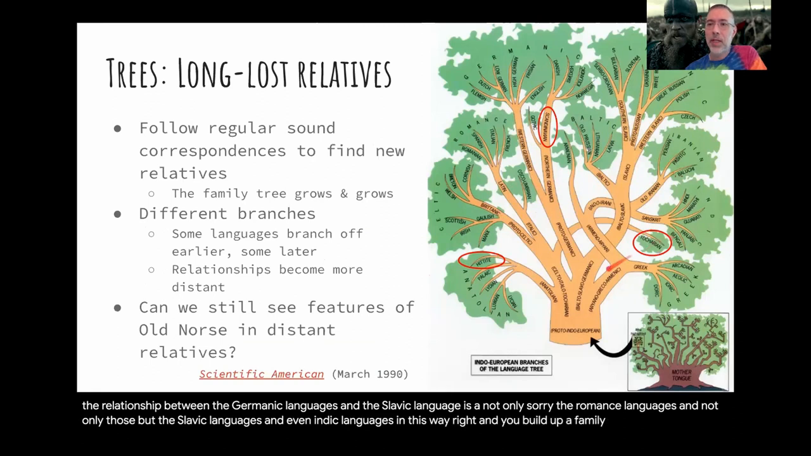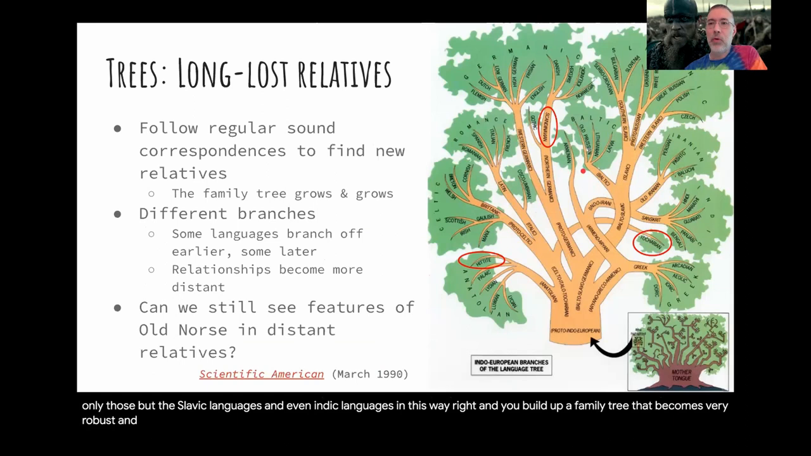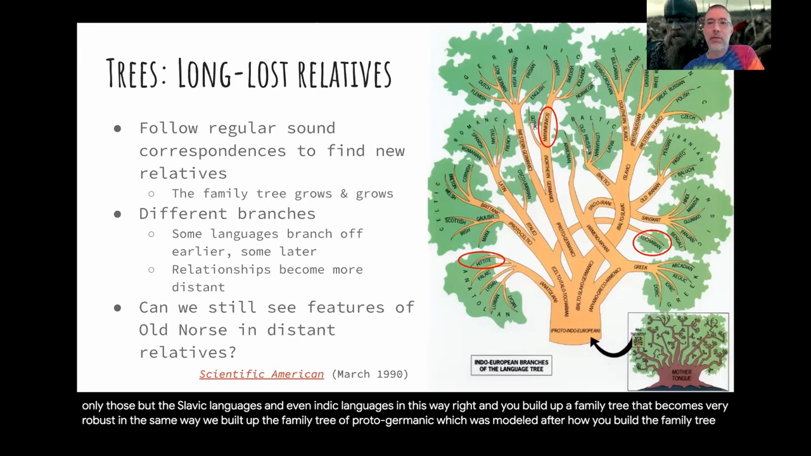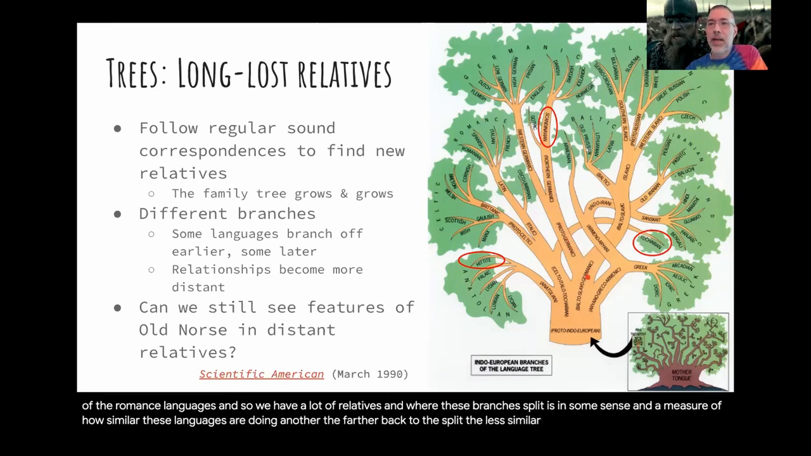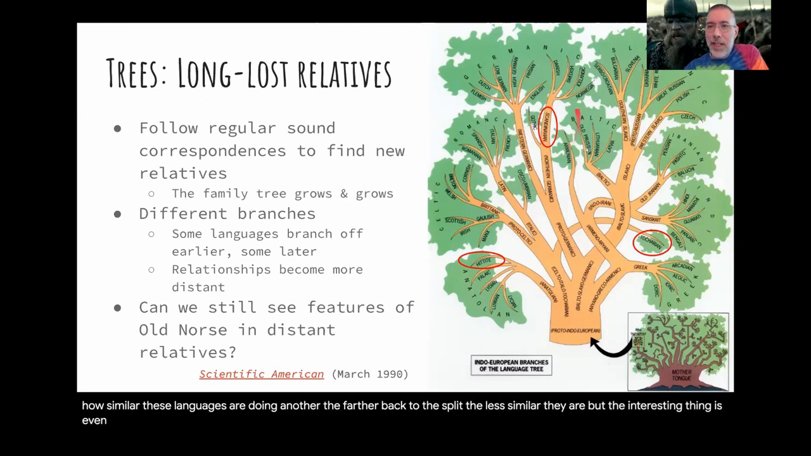And you build up a family tree that becomes very robust, in the same way we built up the family tree of Proto-Germanic, which was modeled after how you built the family tree of the Romance languages, right? And so we have a lot of relatives, and where these branches split is in some sense a measure of how similar these languages are to one another. The farther back the split, the less similar they are. But the interesting thing is, even in a language like Old Norse, the parent of the Scandinavian languages, you find remnants of traits that you find in languages that branched off much earlier, like Hittite and Tocharian.